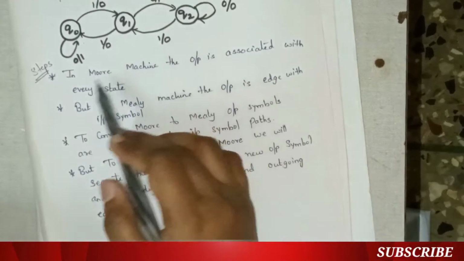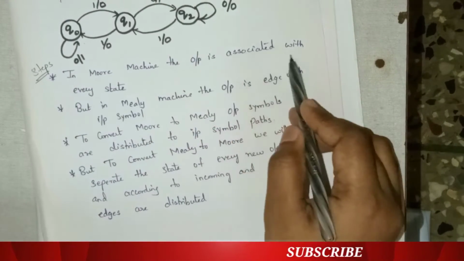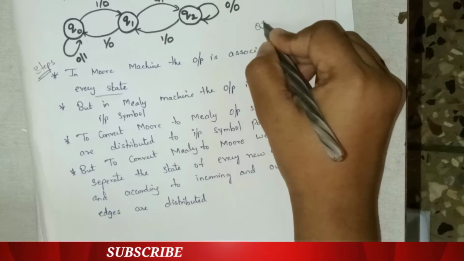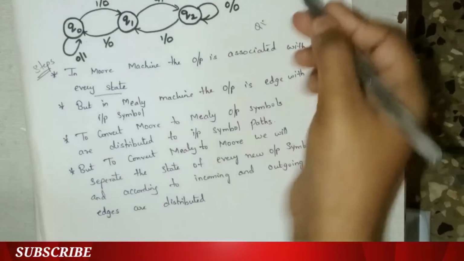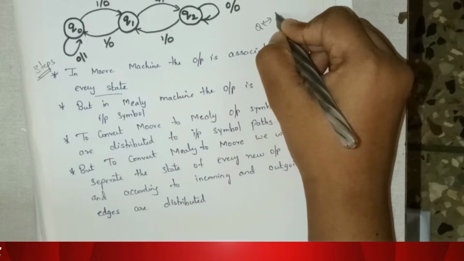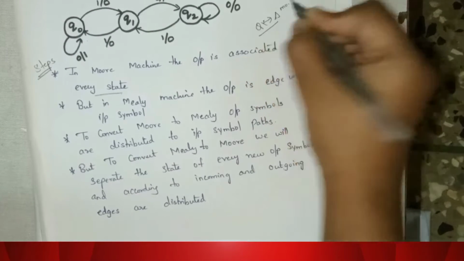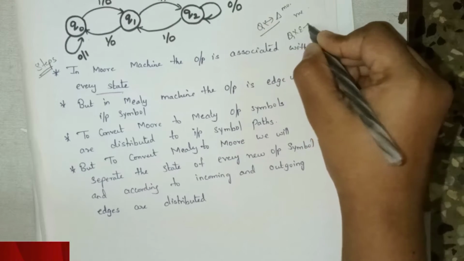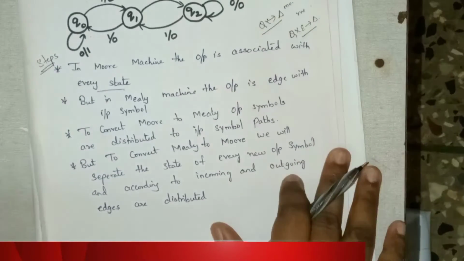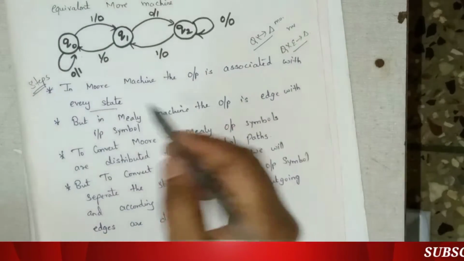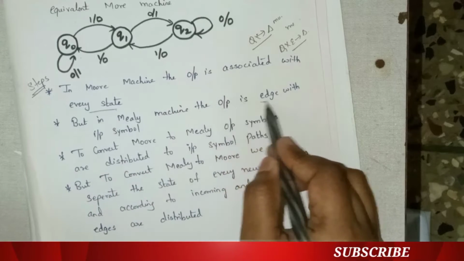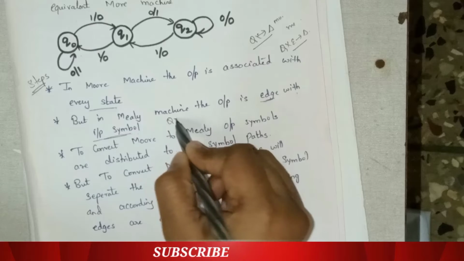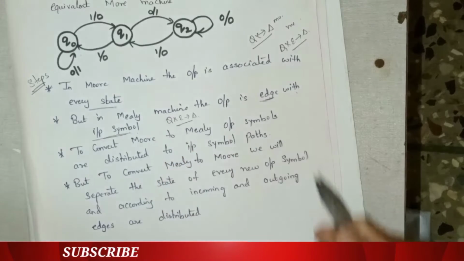The first step: in a Moore machine the output is associated with every state, whereas in a Mealy machine state Q on an input gives rise to an output. In a Mealy machine the output is associated with the input symbol, like Q on epsilon gives rise to delta.